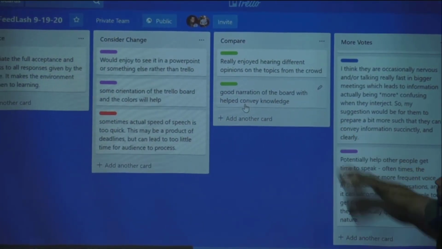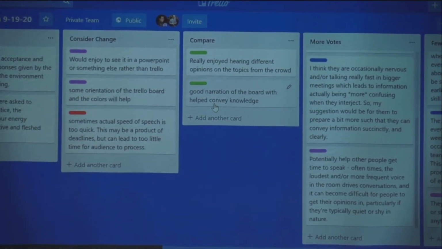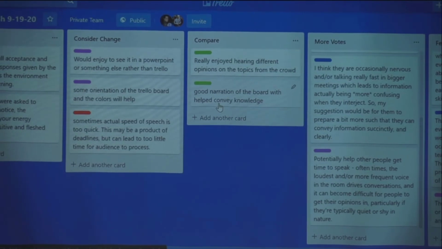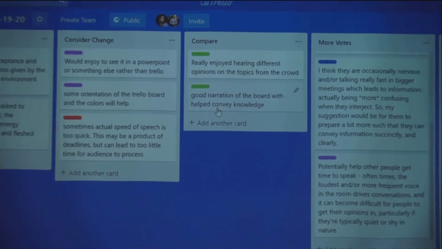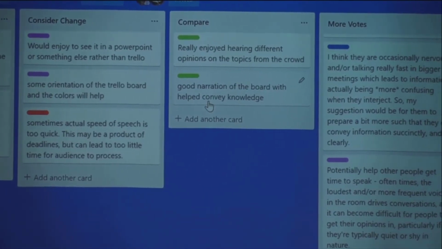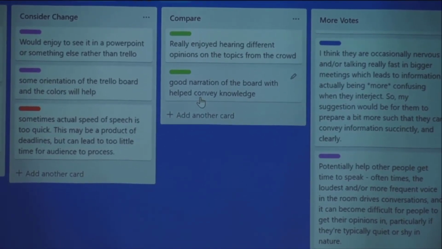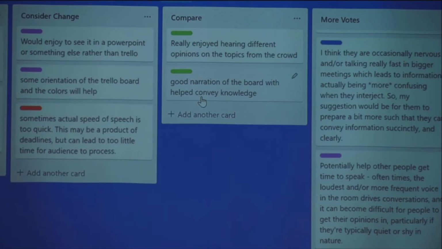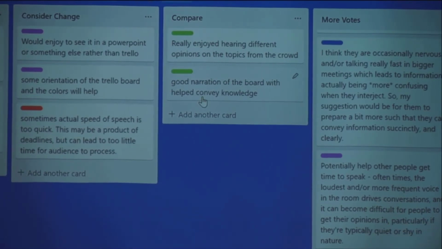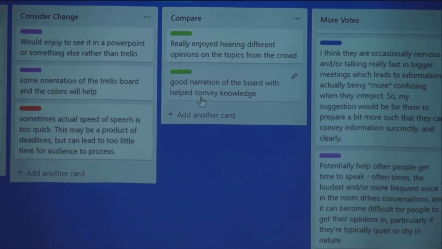The second one is good narration of the board that helped convey knowledge. I'm going to go with that. So same thing. When you're ready, the fifth thing. Yeah, top one's number 1, bottom one's number 2. Does everyone feel ready? 3, 2, 1.